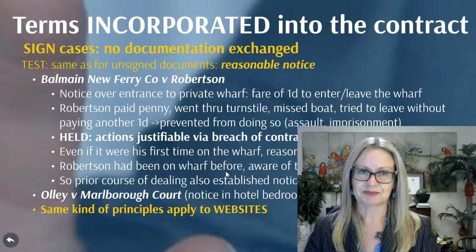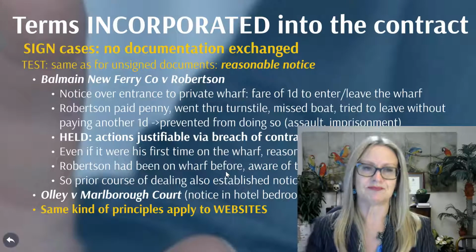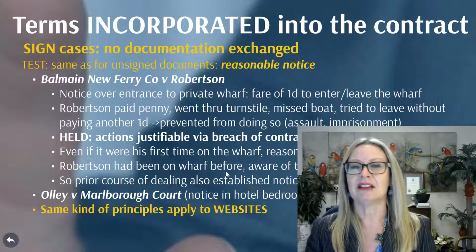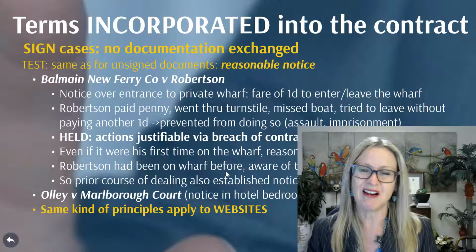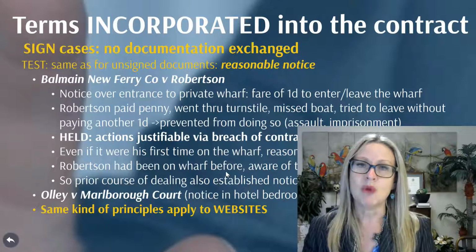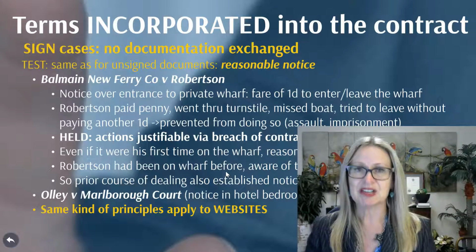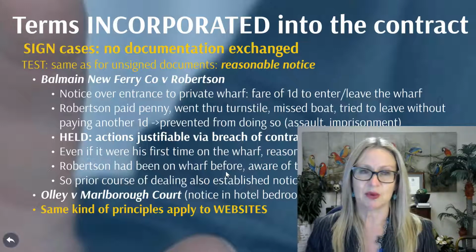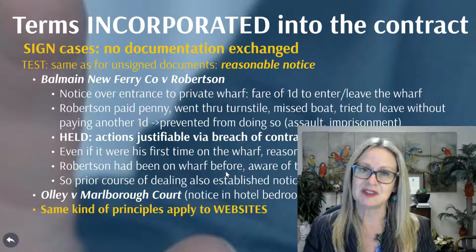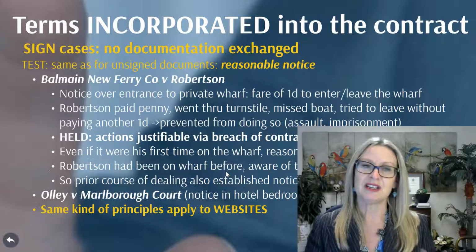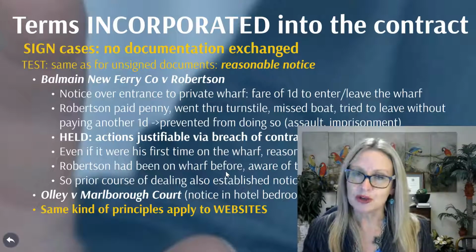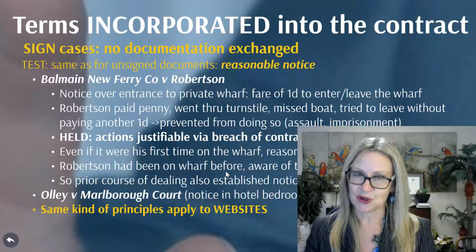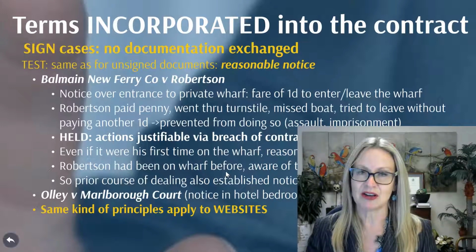And then, if we plunge forth, you will see in the text a number of cases which are just more examples of the same, except in a different context, if you will. Instead of having documents exchanged by way of tickets, you have no document at all being exchanged, and you have the term being brought in via a sign.